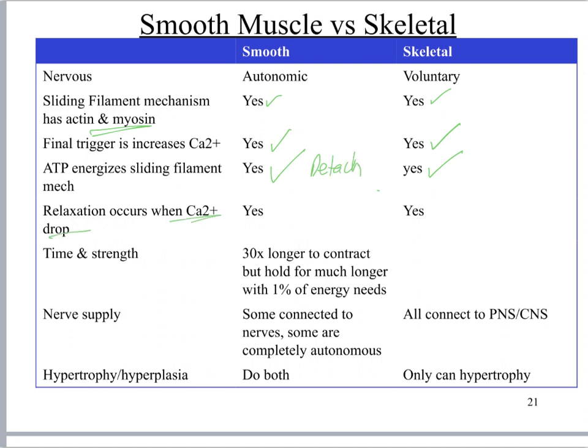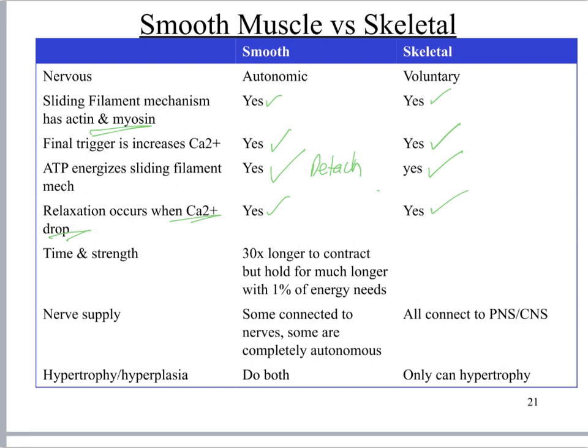When calcium levels drop, that's when these things go into relaxation mode, okay? Now, so these are the things that are the same, okay? But there are some functional differences to smooth muscle that alters how it's going to be shaped.